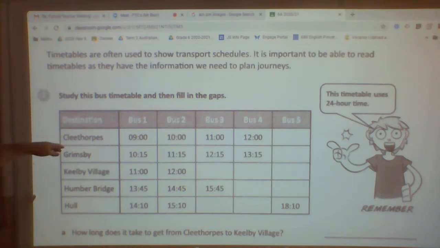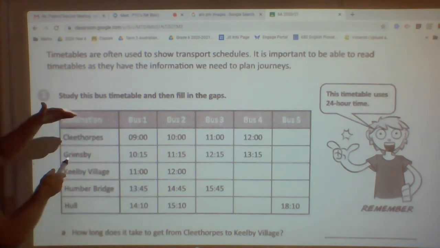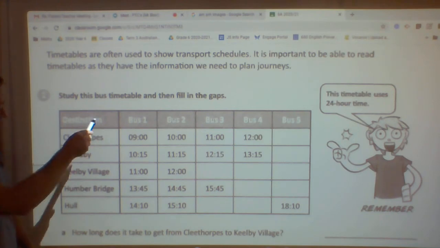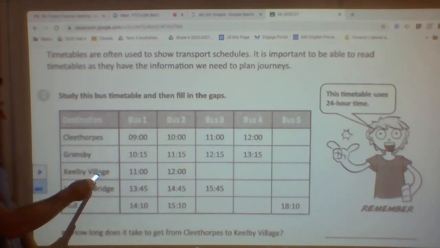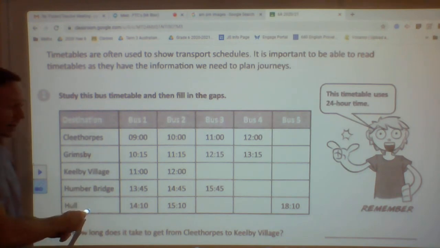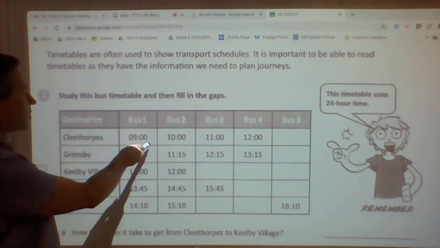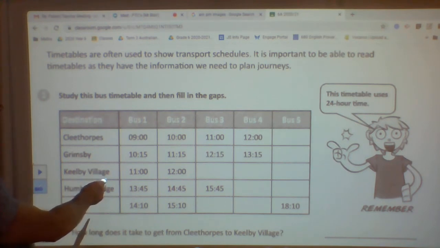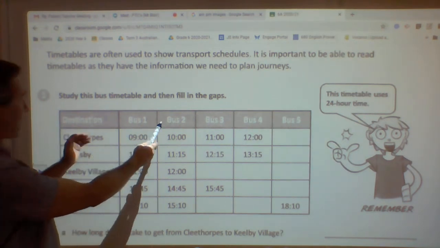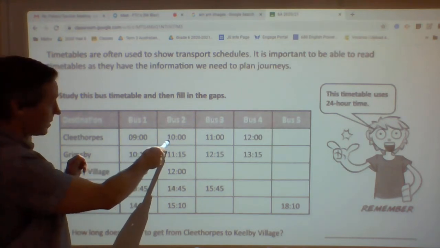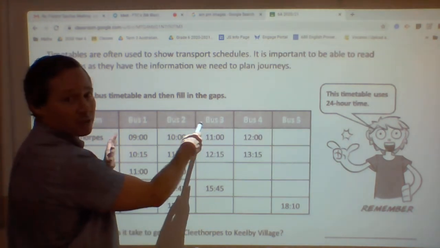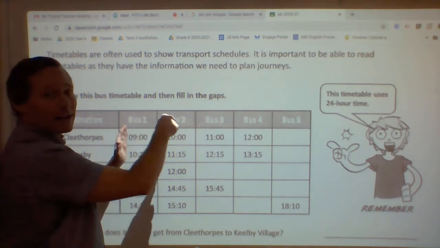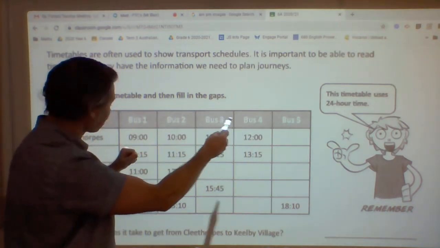In this particular case, we've got Cleethorpes, Grimsby, Kilby Village, Humber Bridge, Hull. So this is the order that the bus will turn up. It turns up at this place here first, then it comes to Grimsby, then it goes to Kilby, Humber, and then Hull. So the first bus comes at 9 o'clock. The next bus that will come past Cleethorpes is 10 o'clock. The next bus that turns up there will be 11 o'clock. So these are going up in increments of 1 hour time slots. The bus will turn up every hour.